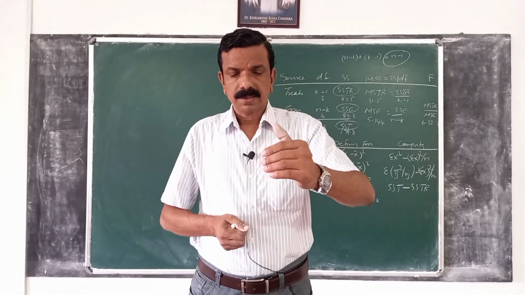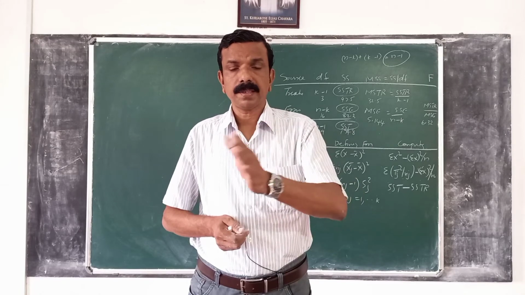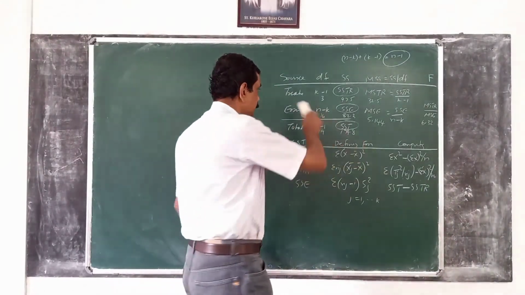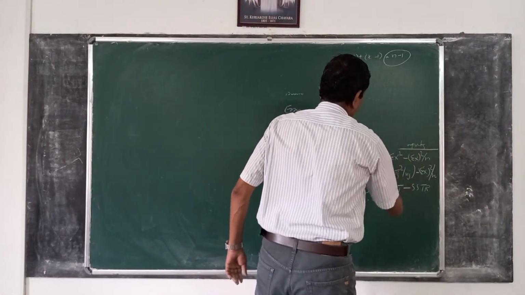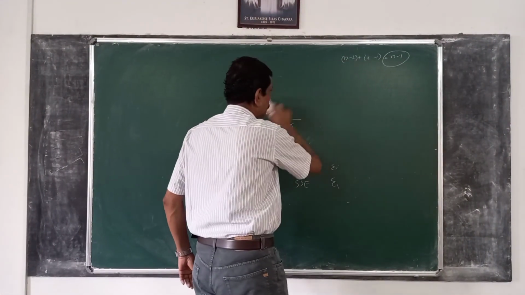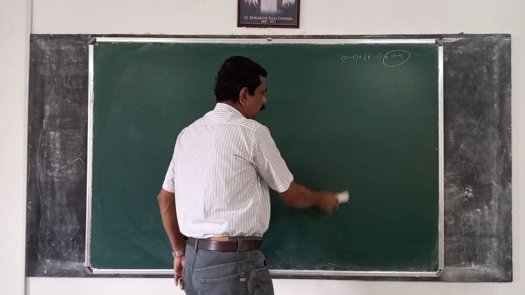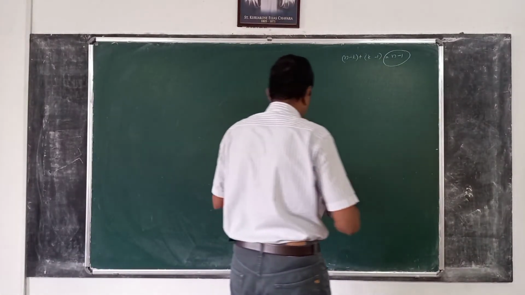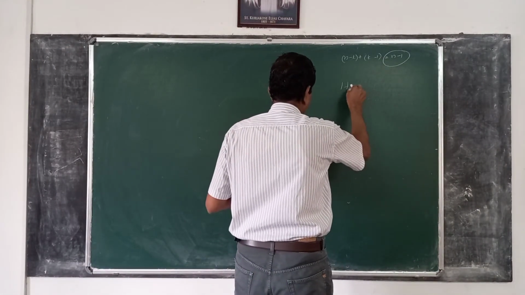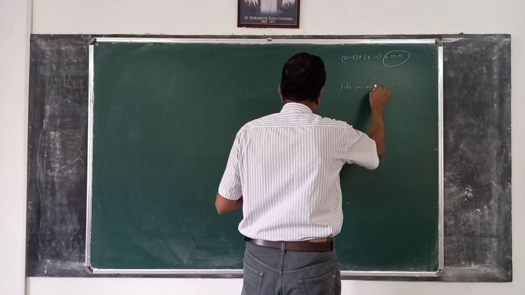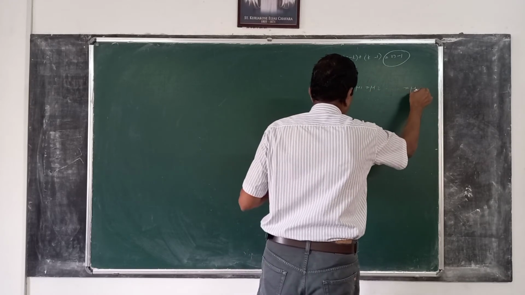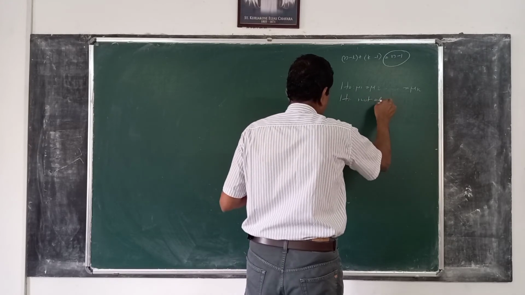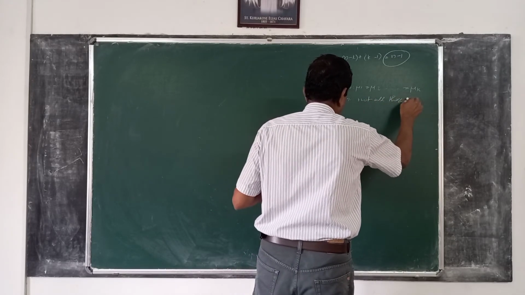We have 4 assumptions: simple random samples, independent samples, normal populations, equal population standard deviations. These are the 4 assumptions that we have discussed. Now, what are the steps? Step 1 is formulation of H0 and H1. H0: mu1 is equal to mu2 is equal to mu k. What is H1? Not all these means are equal.